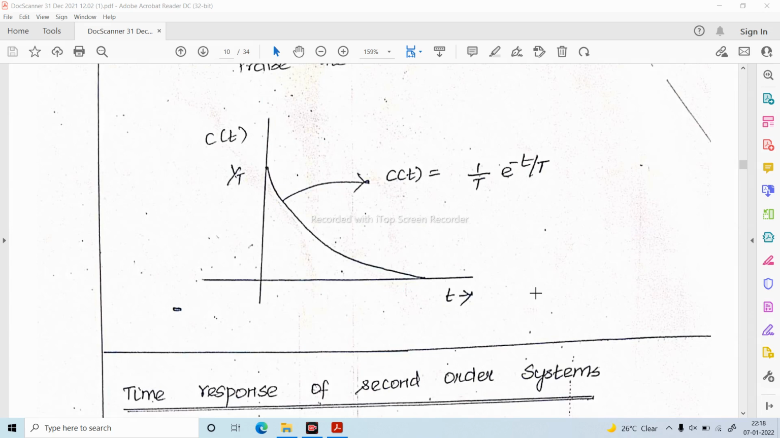Next we are going to see the graphical representation. See, first put t is equal to 0. What about the value of C of t? That is 1 by T. If we increase the value of t further, finally we get the answer 0 because e power minus infinity is 1 by e power infinity, or 1 by infinity, which is 0. So the final answer is 0. So these are the various responses of the first order system. And next we are going to see the standard second order system.